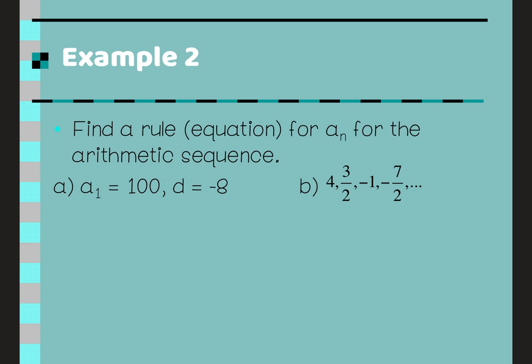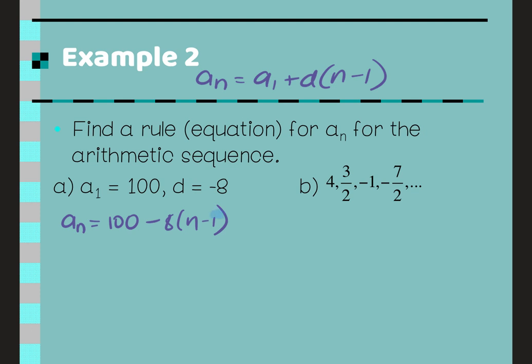All right. Example 2 says find a rule or equation for AN for the arithmetic sequence. A gives you blatantly, here's A1 and here's D, figure out the equation. B gives you a series, so you're going to have to work for it a little bit. But for A, again, this is AN equals A1 plus D times N minus 1. And I have A1, so AN stays as AN. A1 is 100 plus a negative 8, means it's just going to be minus 8 times N minus 1.